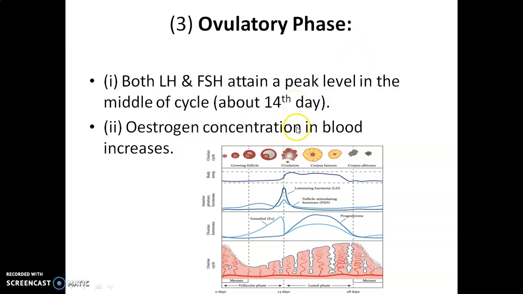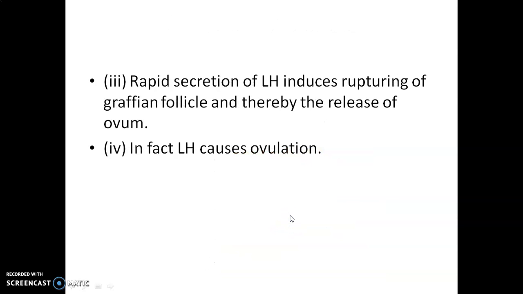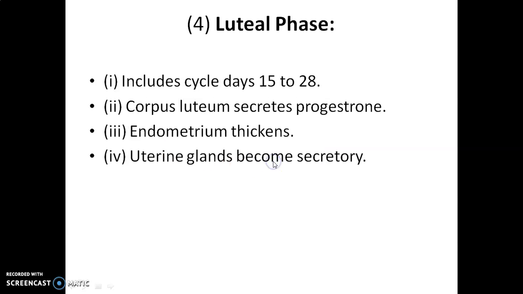Then estrogen concentration in the blood also increases. Rapid secretion of LH induces rupturing of the Graafian follicle. What happens after the rupturing of the Graafian follicle? Release of the ovum. At what stage, children? Can we call it a matured ovum? No, at the secondary oocyte stage, isn't it? So in fact, luteinizing hormone causes ovulation.